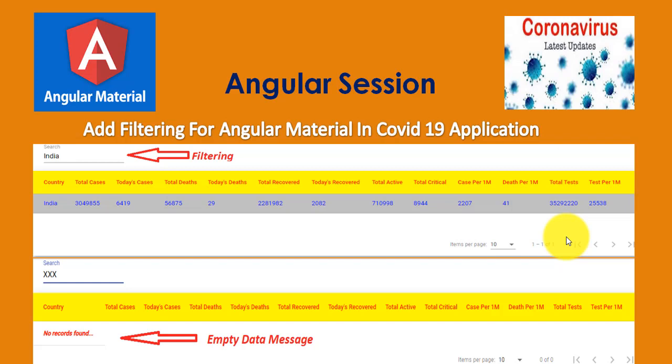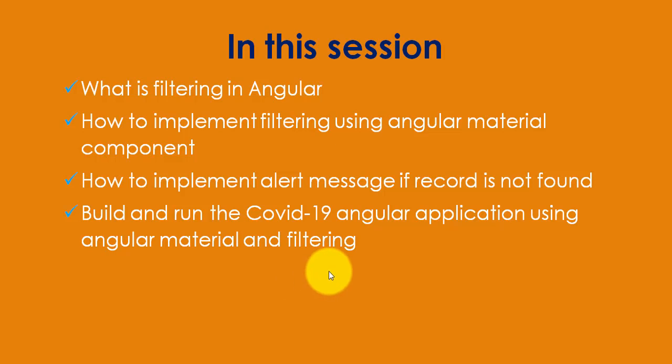So in this session we'll learn what is filtering in Angular and how to implement filtering using Angular material component, how to implement an alert message if any record does not match or is not found in your data table, and finally we'll run the COVID-19 Angular application using Angular material filtering. So first of all we'll learn what is filtering in Angular.